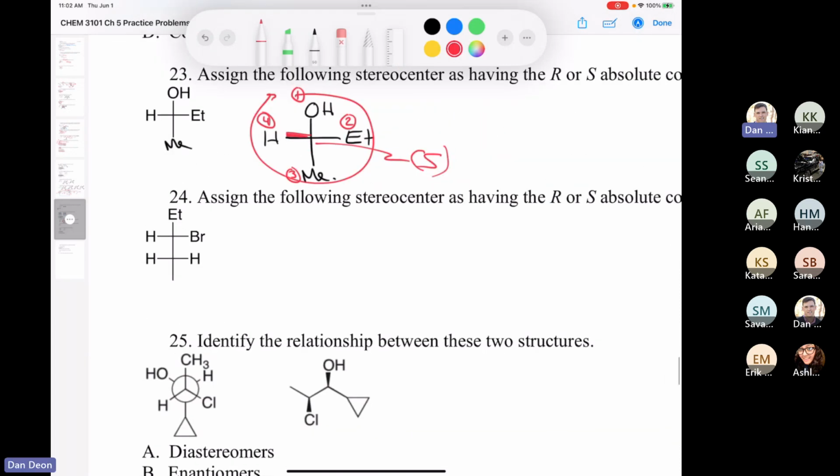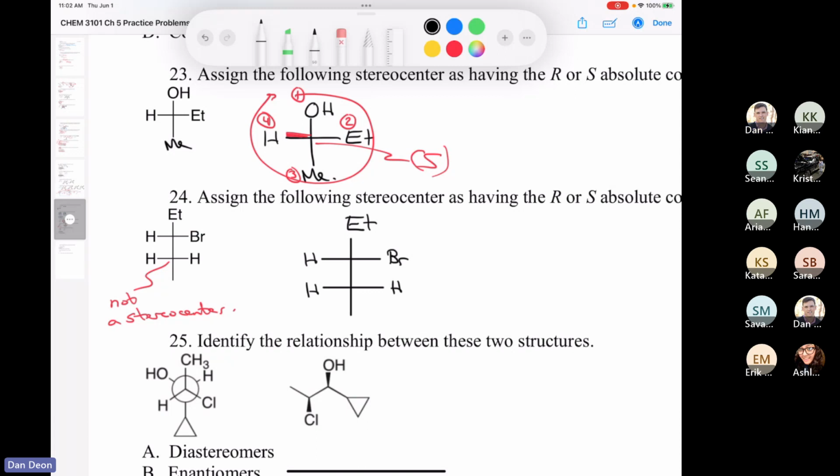The next one, assign each stereocenter in this guy. Well, the one on the bottom, this is not a stereocenter, because it's got two hydrogens. But the one on top is a stereocenter. So let's just re-scribble it down here and see what we can get. So we've got a bromine here, a hydrogen here, and on the bottom we've got two hydrogens.